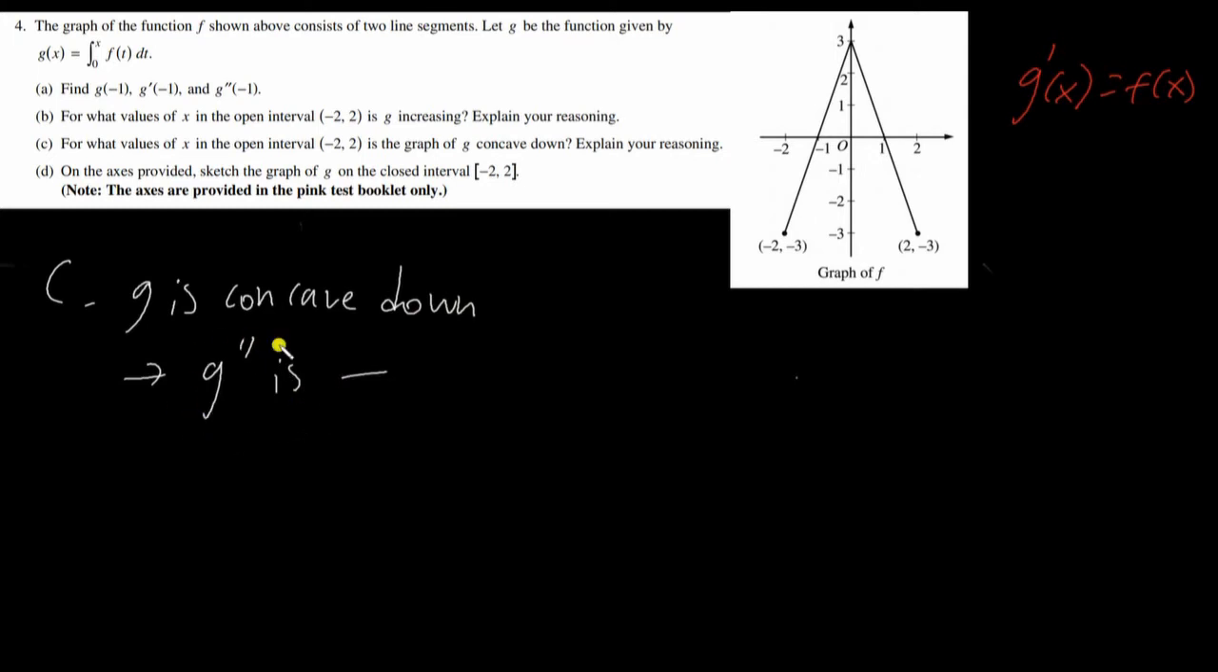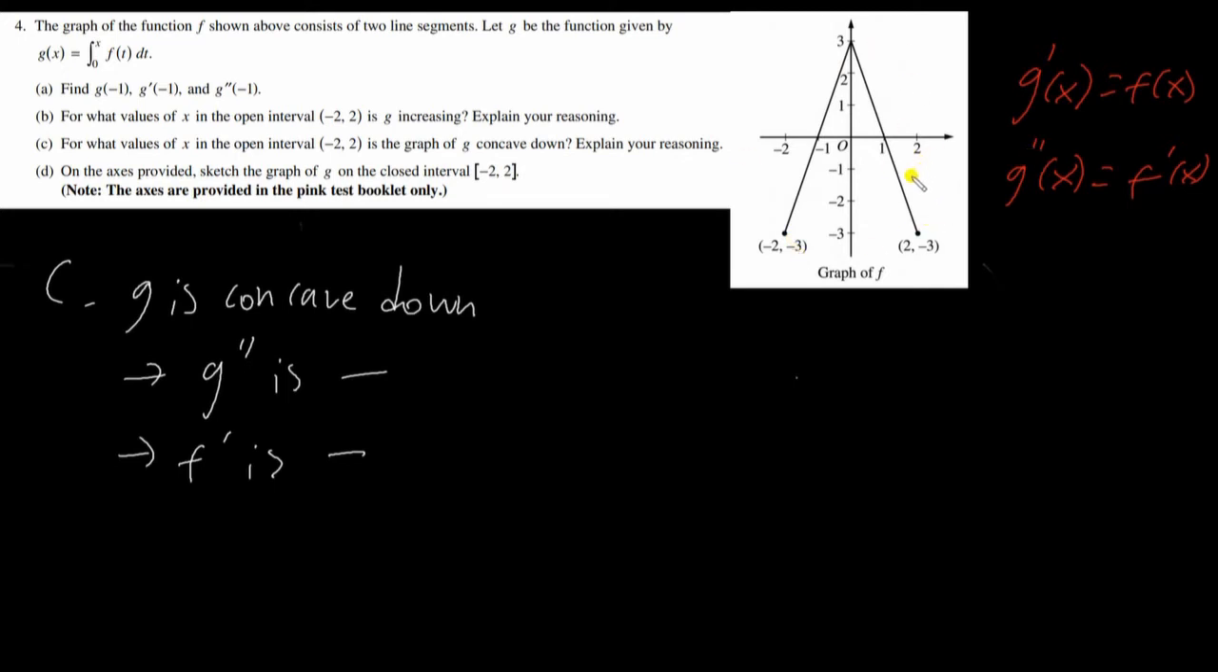Okay, and remember how we said that G prime of x is equal to f of x, and G double prime of x is f prime of x? What that would mean is since G double prime of x is negative, we can also say that f prime is negative. So where on this graph is f prime negative? What is f prime? F prime is the slope. So when is the slope negative? When is it pointing down?